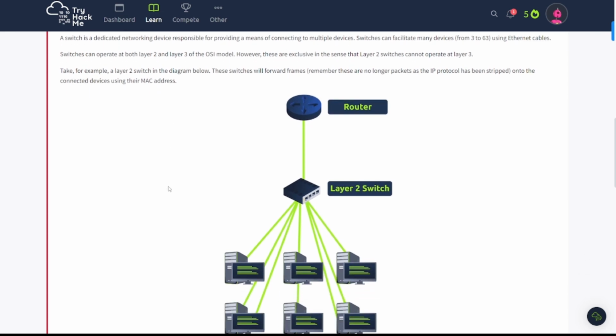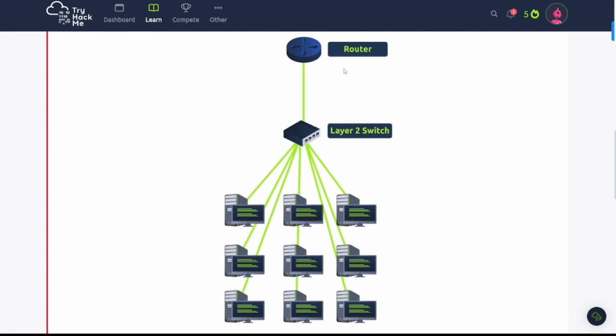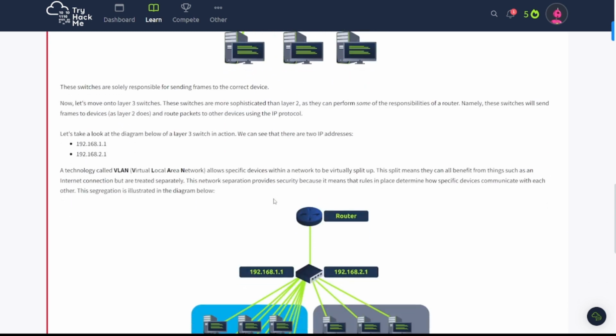Take, for example, a layer 2 switch in the diagram below. These switches will forward frames. Remember, these are no longer packets as the IP protocol has been stripped, onto the connected devices using the MAC address. And here's an example here. You've got the router, going into this layer 2 switch, going into these other endpoints here on the network. These switches are solely responsible for sending frames to the correct device.